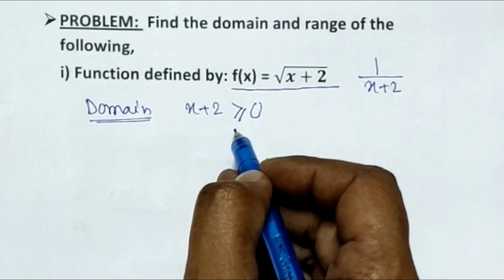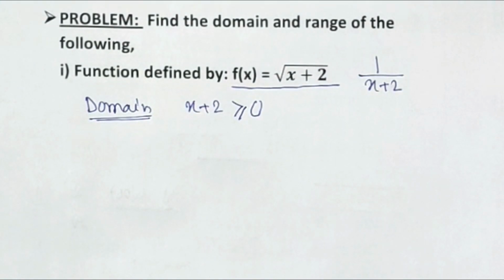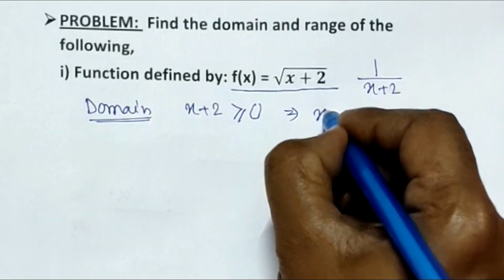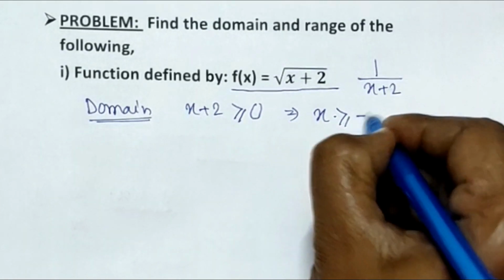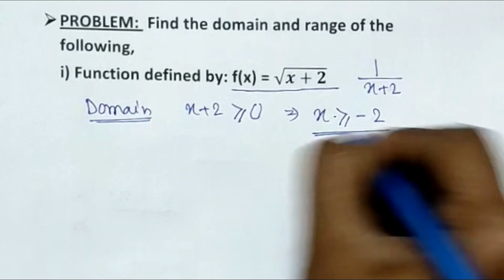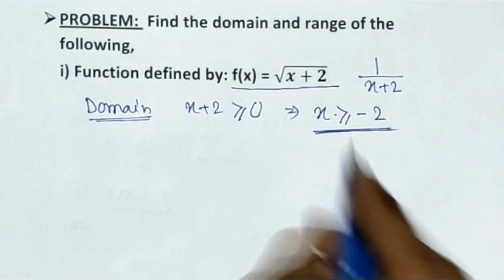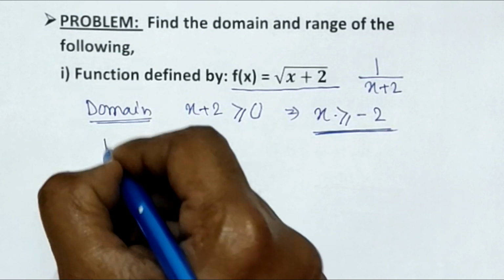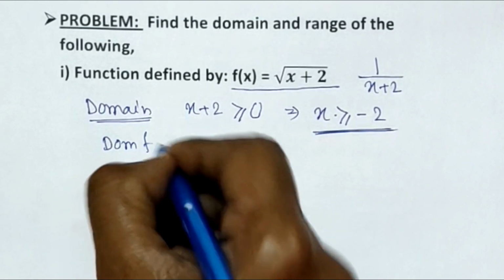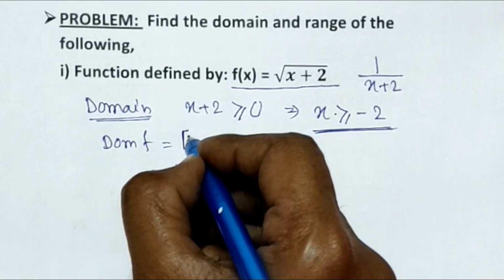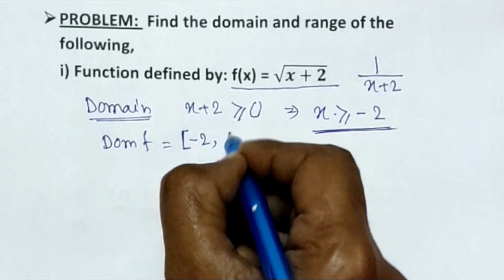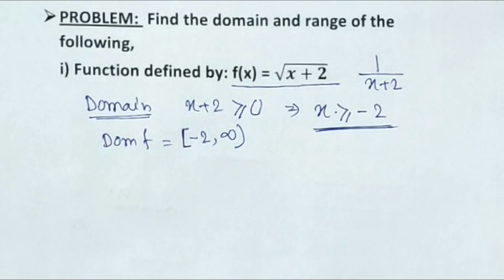This can't be negative, by the tip number 2, right? So if we solve this, then we'll get x greater than or equal to minus 2. So this is the domain of this function. That is, if we write it in set form, then the domain of f is equal to the interval closed at minus 2 and open at infinity, right?